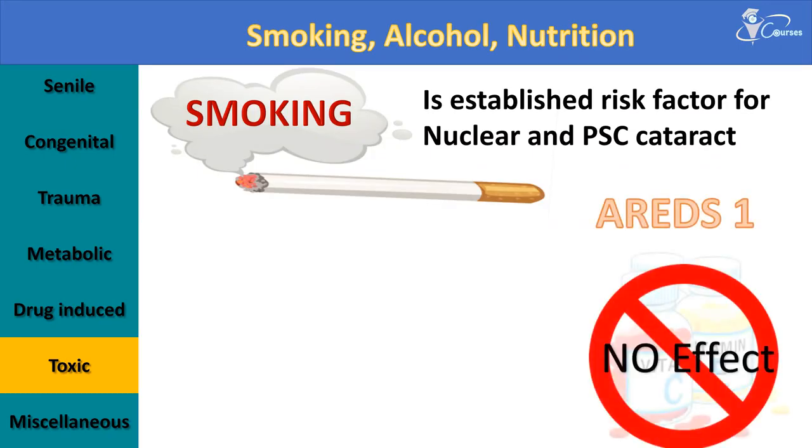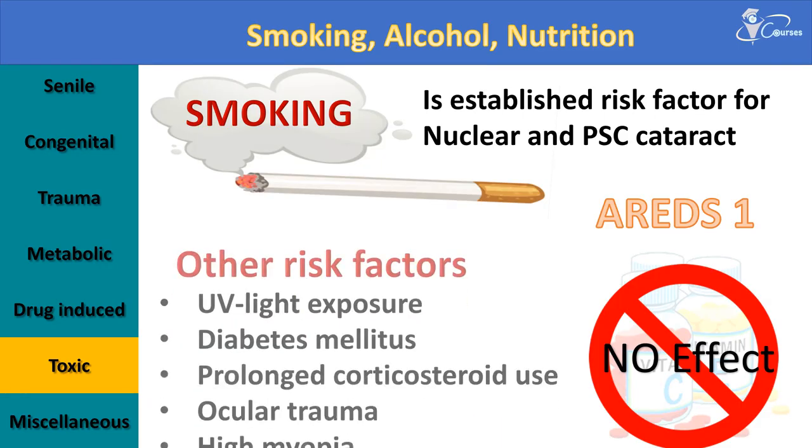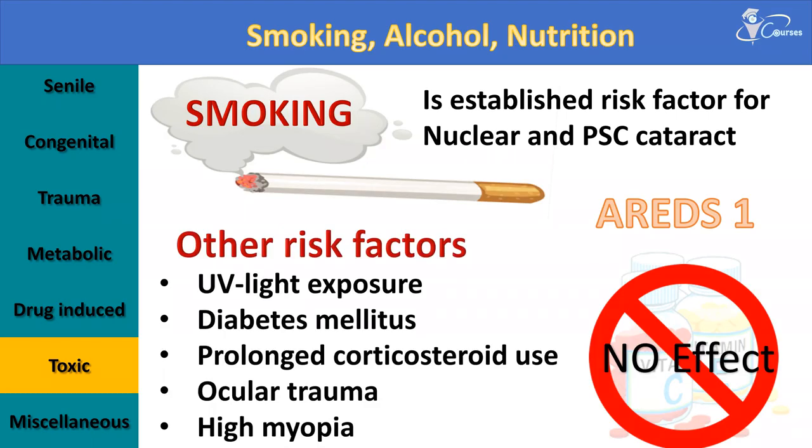According to a study, which we will discuss in the retina section, called the Age-Related Eye Disease Study 1, it was found that vitamin deficiency has no role in the development of cataract. And there are certain risk factors, but they are not as strong as smoking. It was suggested that ultraviolet light exposure, diabetes mellitus, prolonged corticosteroid use, ocular trauma, and high myopia may all be associated with increased incidence of cataract.